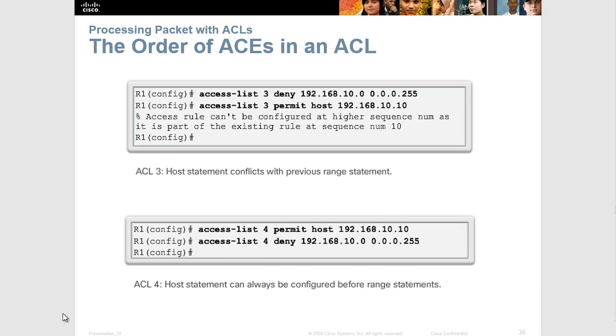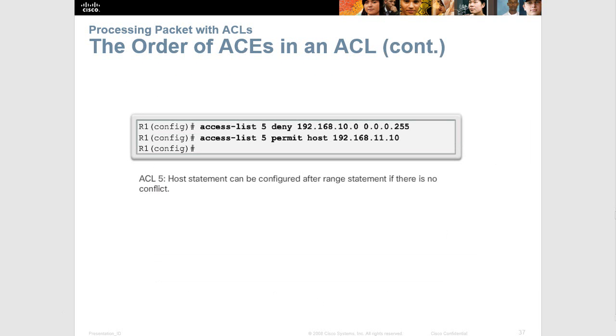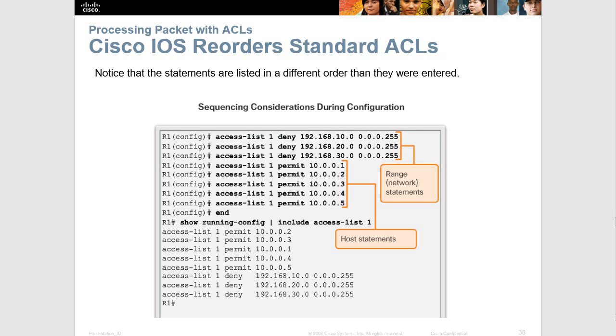So that is very important. Here you see that you can configure a host statement after a range statement if there is no conflict. You can, if you want. But typically your host statements are rearranged before your network statements anyway, so you should be fine either way. What will be a little different is that your running config is not going to show what you think it will when it shows you your access list.